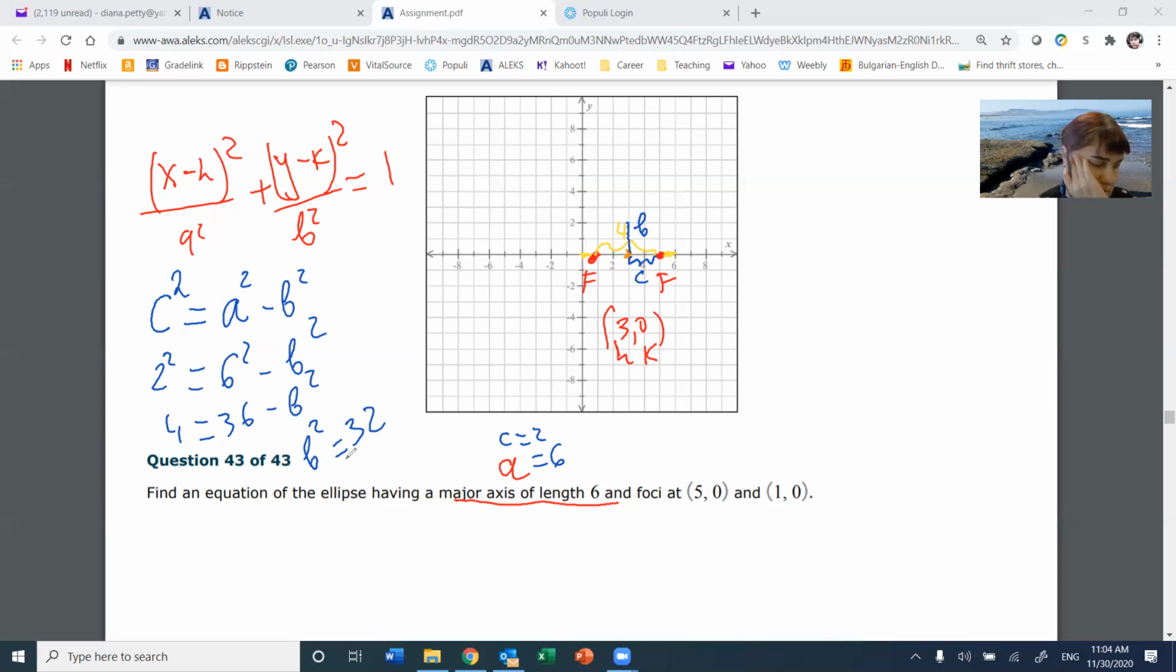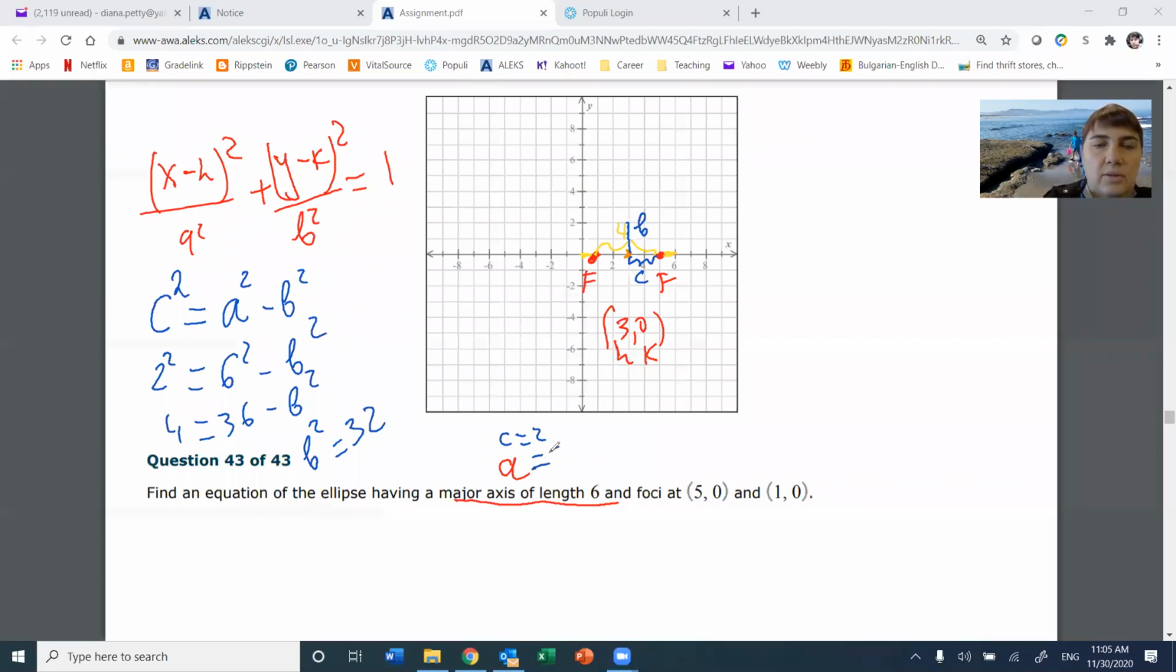According to the answer, the y coordinate of the center is 0. Oh, it is 0. Yeah, that's right, because y is 0. Now let's see. We messed up something: a is not 6, a is 3. Hold on. Because a is half of it, right? I just messed this one up.